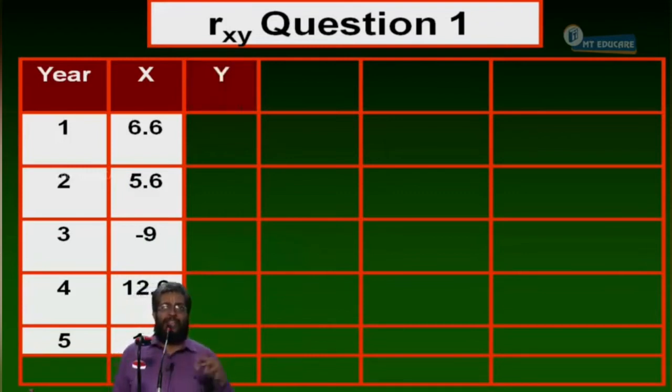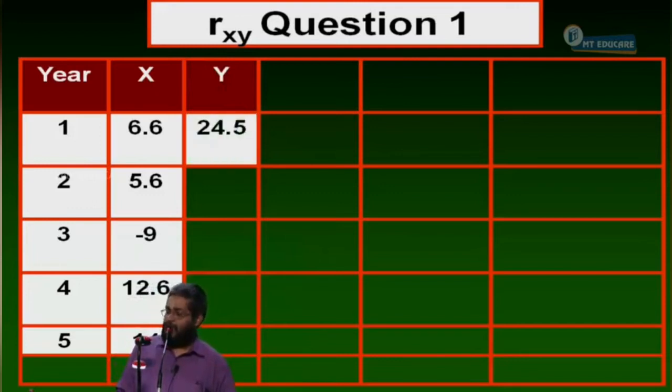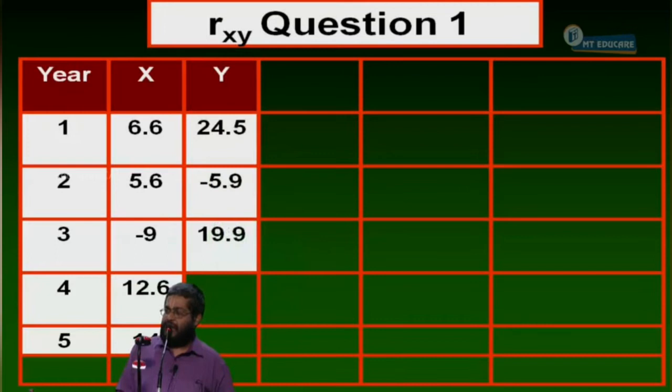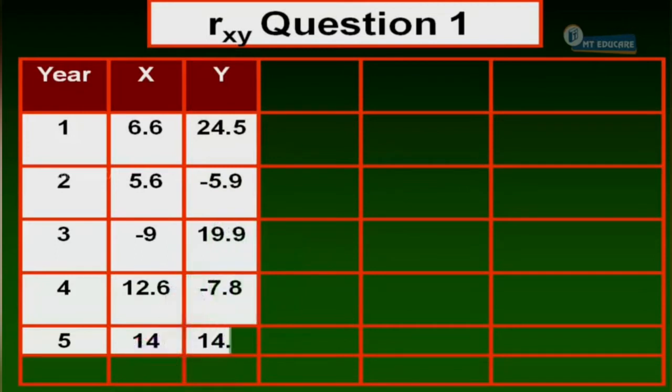Tell me the behavior of security Y return. 24.5, minus 5.9, 19.9, minus 7.8, 14.8. Can I proceed or not? No. I have to find out what?